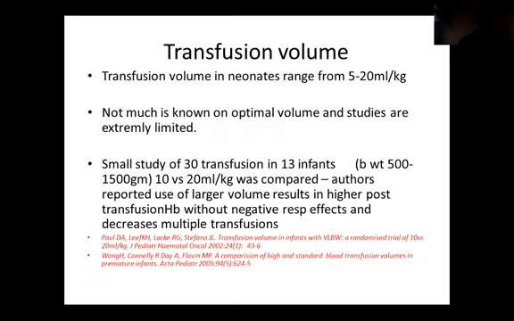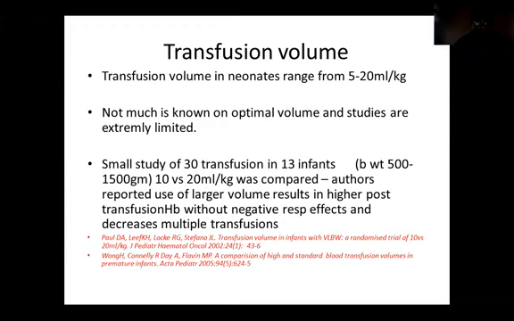Now, when we say the word liberal, what is the volume that has to be transfused? Transfusion volume in neonates ranges from 10 to 20 ml per kilo. Not many studies are done regarding the optimal volume that has to be transfused. But most of them standardly say 15 ml per kilo.